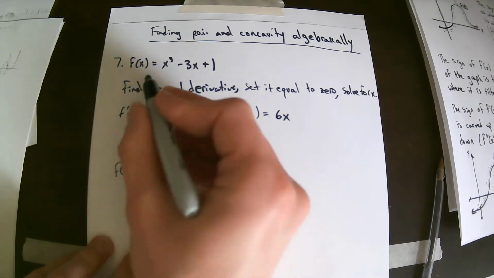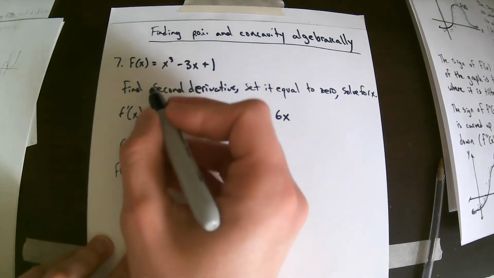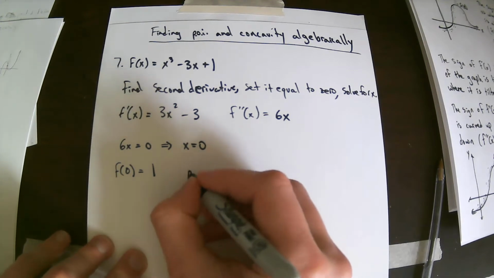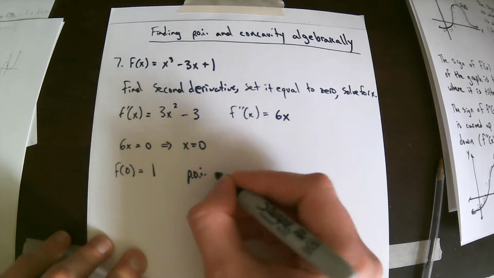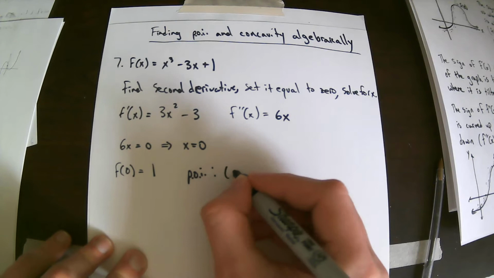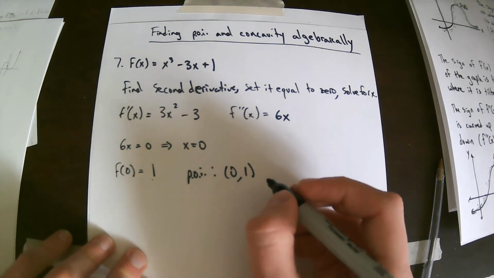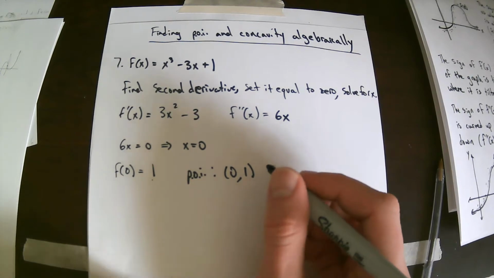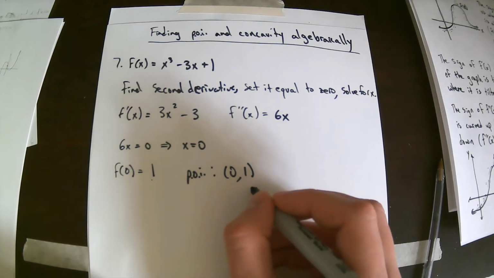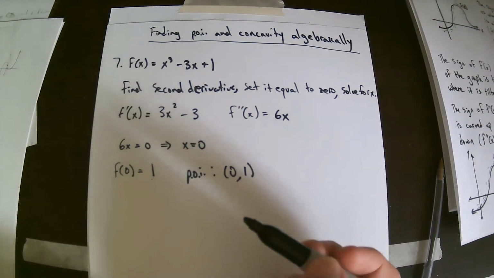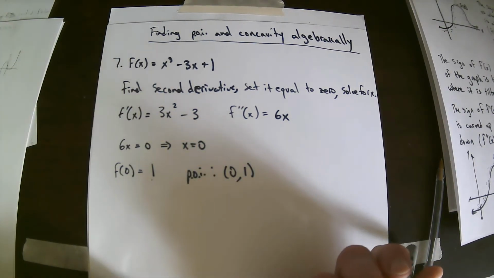This is fairly easy. 0 cubed minus 3 times 0 plus 1, that's going to be 1. Thank goodness that was pretty easy. So the point of inflection is occurring at (0, 1). Now what about the concavity? Because we know there's a point of inflection there at (0, 1), but we don't have the picture. So is it positive on the left and negative on the right?